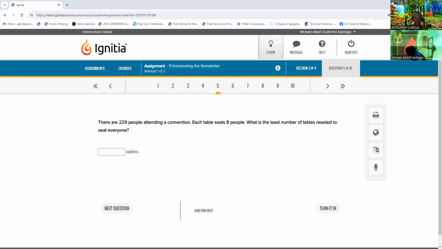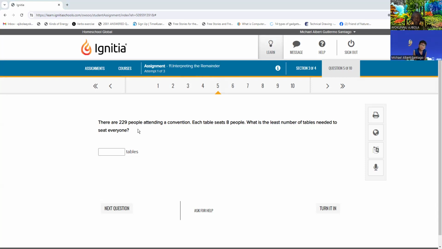So that is 229 divided by 8, because with 8 at each table, we have 28 tables. Then there's going to be a remainder, because if we say 8 times 28, that could give us 208, and if we take 208 away from 229... Okay, hold on, let me check on something there. We said there'll be 8 at each table, right?